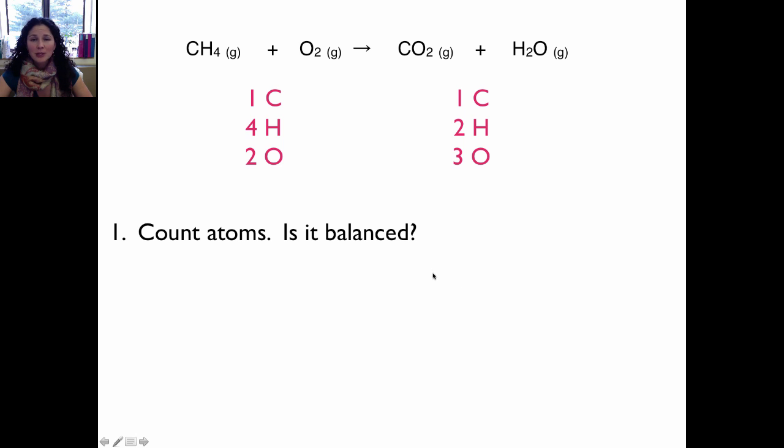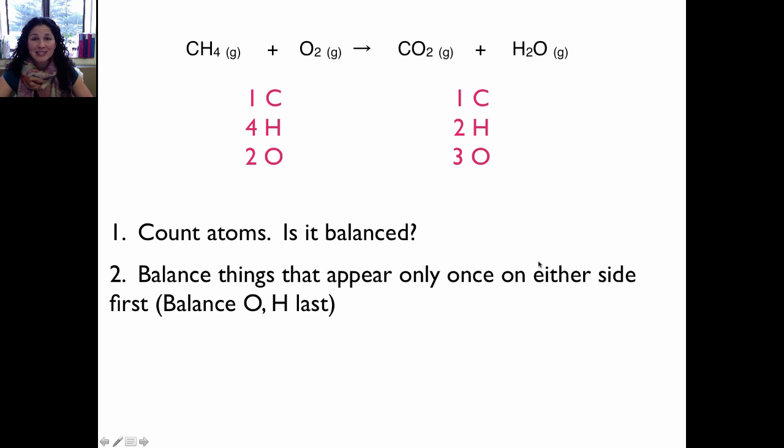So notice that we don't have the same number of all of the types of atoms on the reactants and the products. So after we count the atoms, we can determine whether the reaction is balanced, and this one is not balanced. When you have to balance an equation, the first thing you should do is balance the things that appear only once on either side of the equation. The last thing you want to do is balance the oxygens and the hydrogens. So let's look. Balance the things that appear only once on either side.